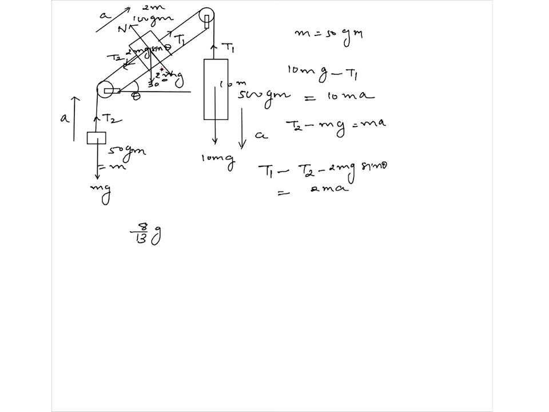Now, noting that all the masses are multiples of 50, I am taking that as small m. So that becomes twice m, and that becomes 10m. Where m is known, 50 grams. Then there are two strings, one here and one here. And therefore, there must be two tensions.